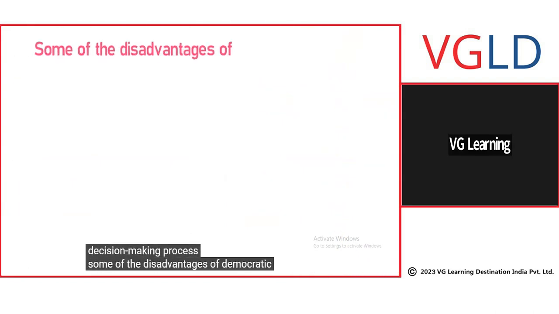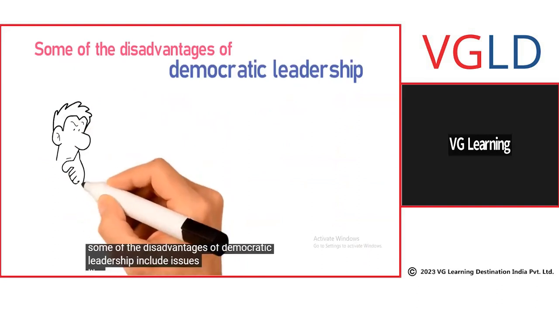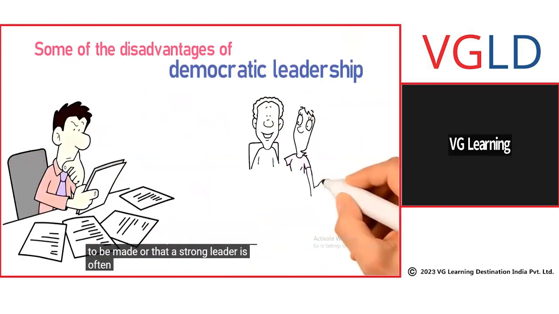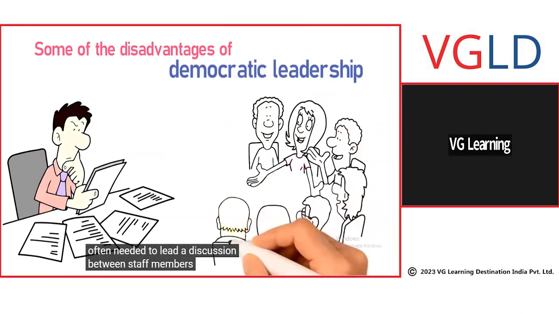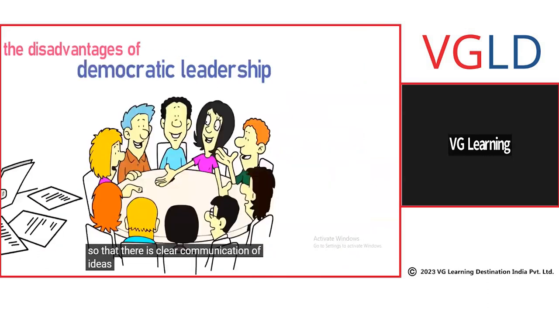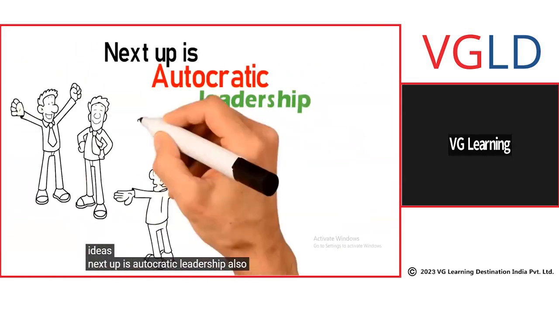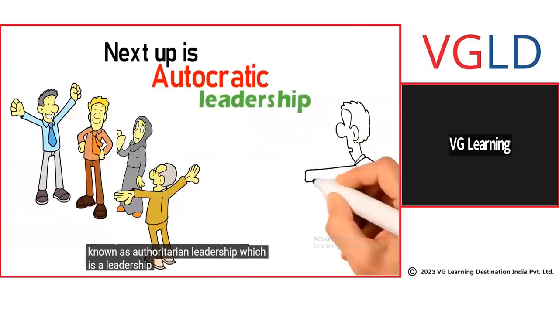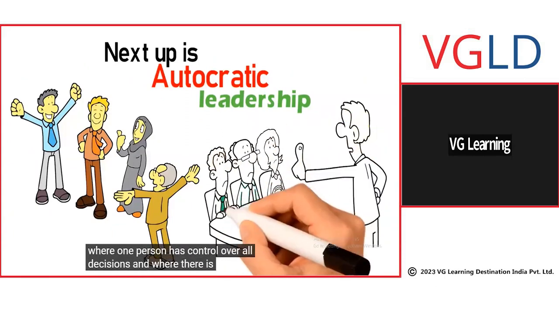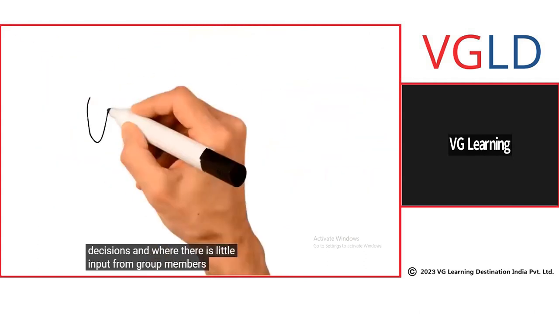Some of the disadvantages of democratic leadership include issues like the time it may take for a decision to be made, or that a strong leader is often needed to lead a discussion between staff members, so that there is clear communication of ideas. Next up is autocratic leadership, also known as authoritarian leadership, which is a leadership style where one person has control over all decisions and where there is little input from group members.